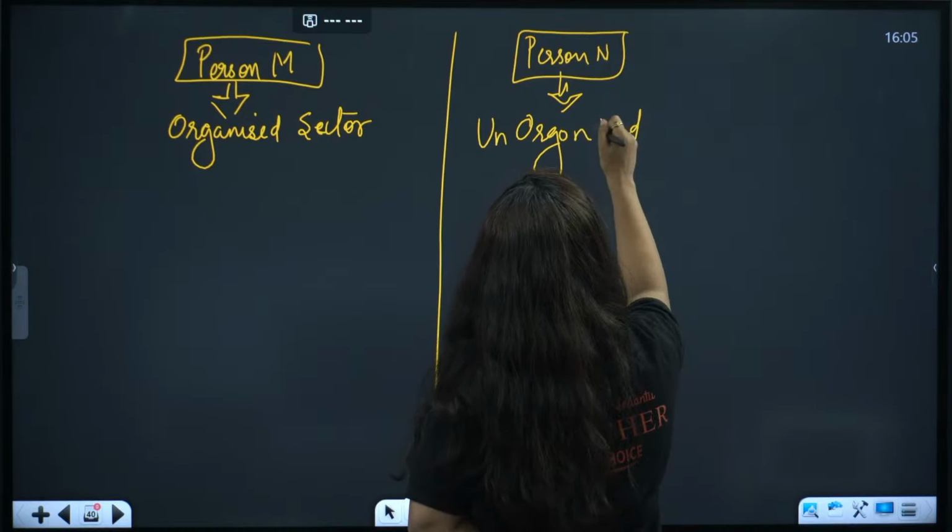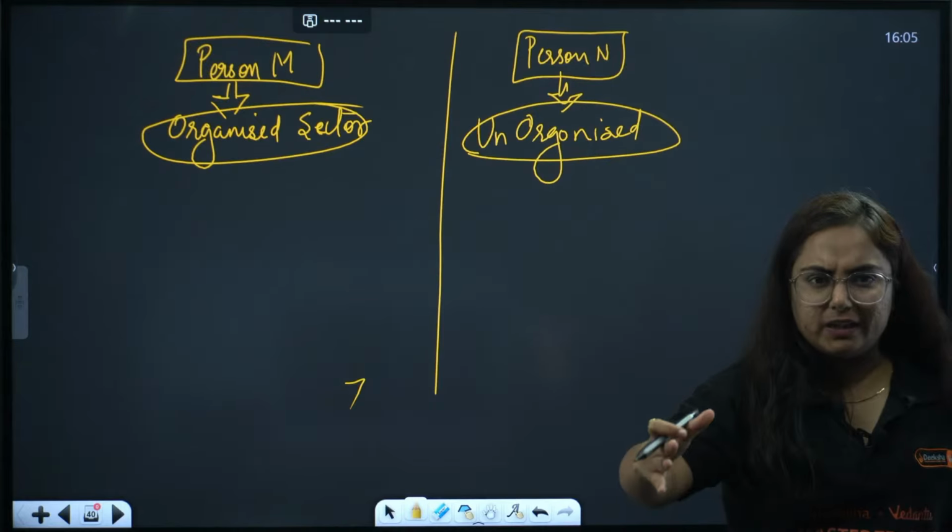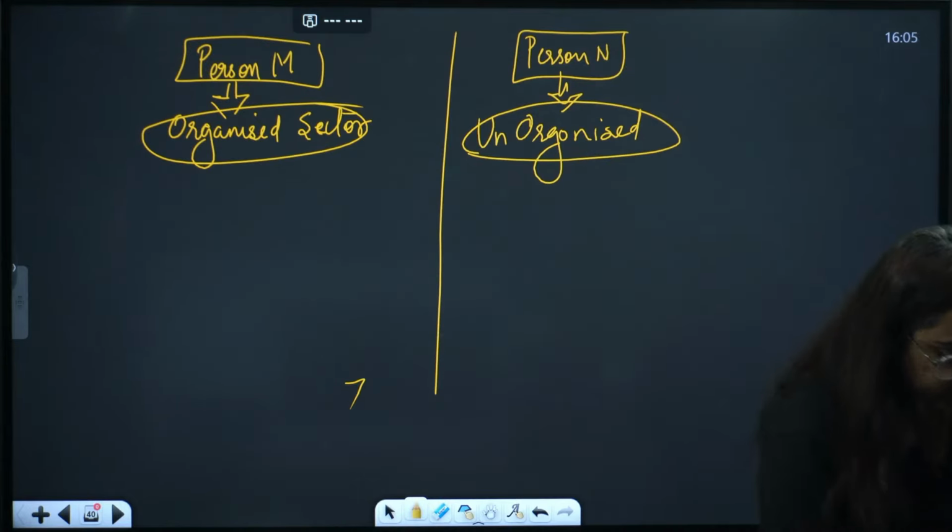You need to just understand the difference between the two. You need to figure out the work life. What is the work life of the two people, M and N? Do you know the difference? I know everyone might have learned this answer multiple times in class 10. Write the difference between organized and unorganized. Do you know the 5 points or not?